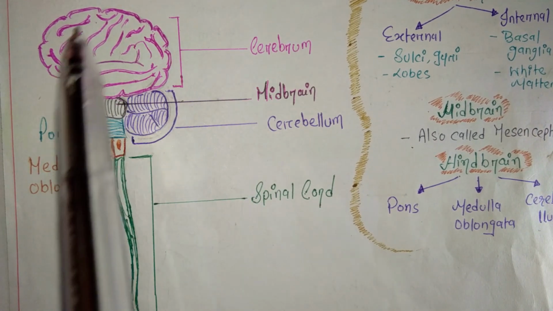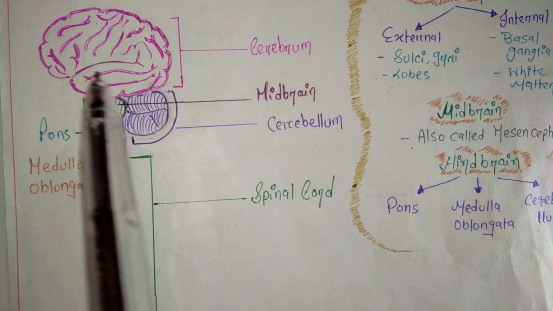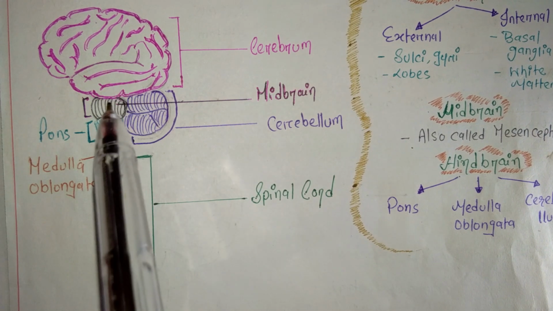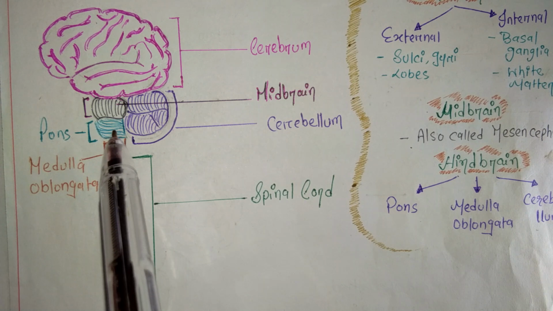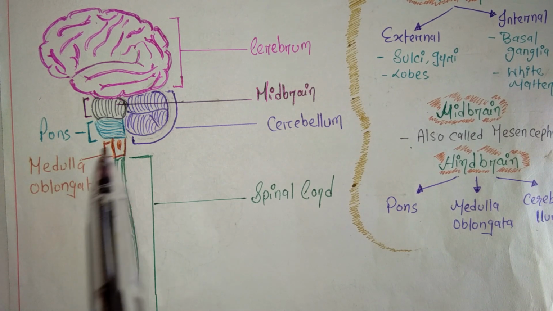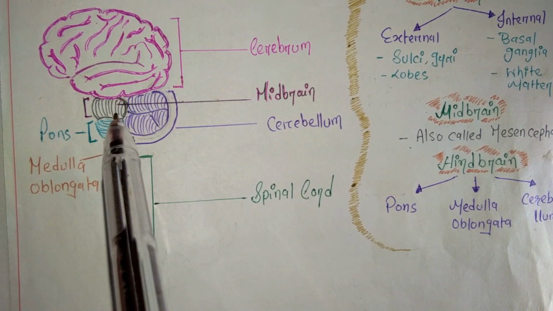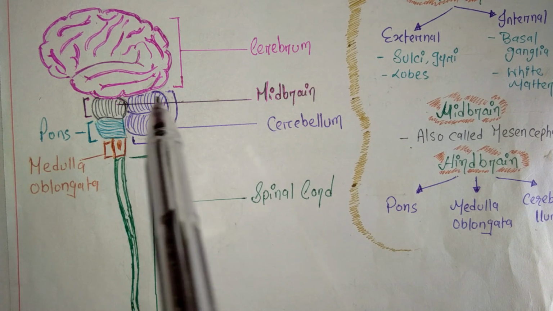The uppermost part is the cerebrum, which is also called forebrain. Just below the cerebrum we have midbrain. Just below the midbrain we have pons. Just below the pons we have medulla oblongata, and beside midbrain and pons we have cerebellum.